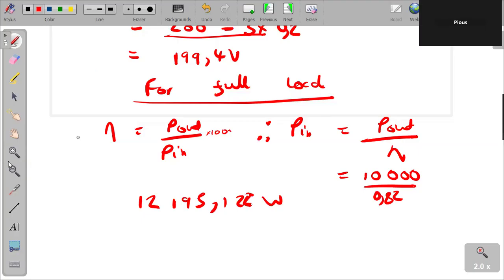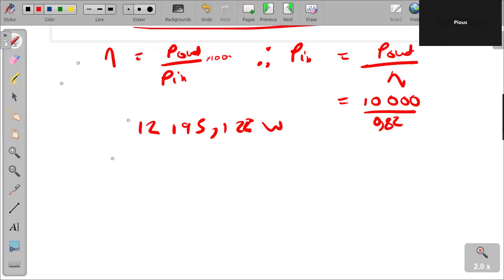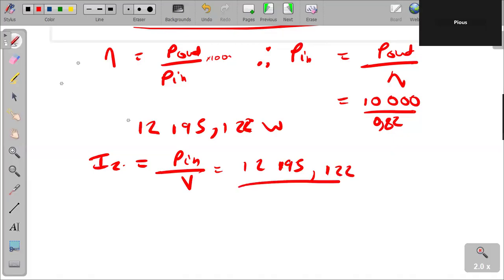Why do we need our P in? Because we can repeat ourselves to find IL2, which is the full load current. So IL2 is equal to P in over V, like what we did there. So 12,195.122 divided by 200, and that will give us 60.976 amperes. That's our IL2.